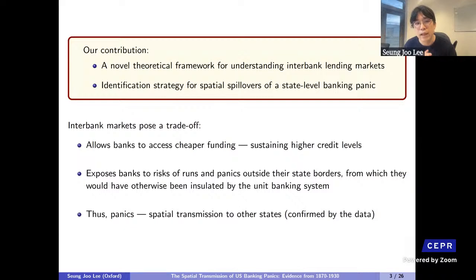The problem was that this interbank market exposed banks to risks of runs and panics outside their state borders, from which they would otherwise have been insulated by the unit banking system because they didn't have branches outside their state border. But now, because they have exposure to this interbank market, something happening in a very far state could affect a bank's financial health. So the interbank market could allow a state-level panic to be transmitted to different states, which we confirm with the data. That is what we do in this project.